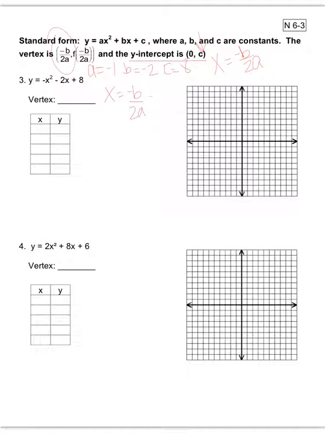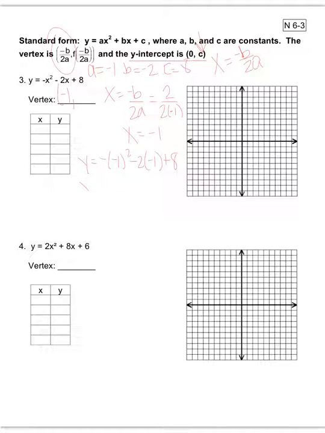Okay, so plugging into this formula, notice in the formula it's negative b. B is already a negative, so that will make it positive 2 over 2 times a negative 1. So that would be 2 over negative 2, so our x would equal negative 1. That's the x value of your vertex. To find the y value, you'll just plug it in. So that would be negative, and then we're plugging in negative 1 squared minus 2 times negative 1 plus 8.